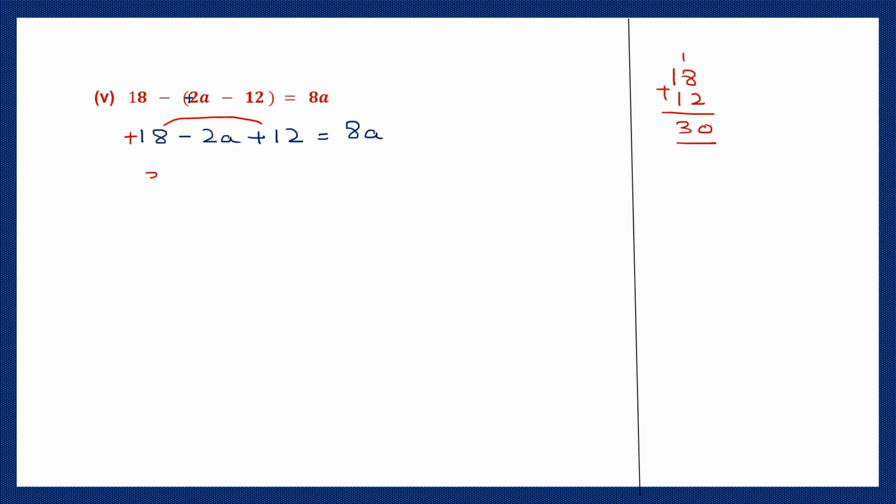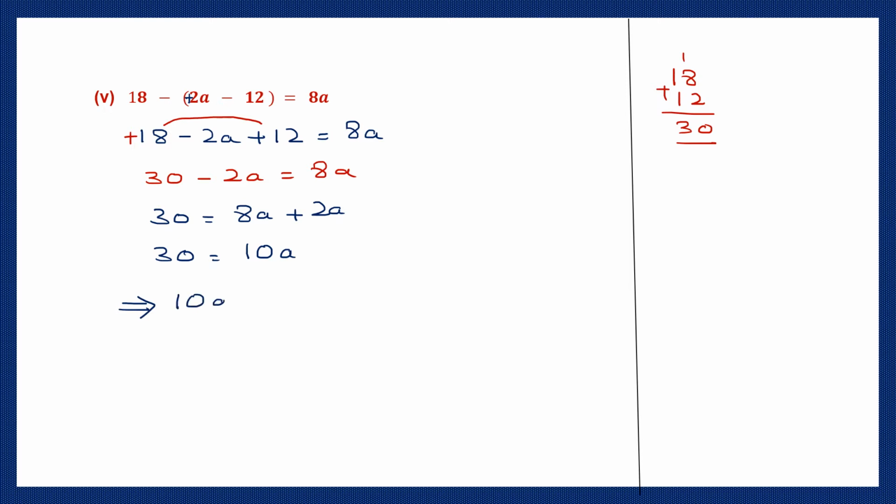So here we have 30 minus 2a is equal to 8a. So 30 is equal to 8a plus 2a. When I transpose 2a to the other side, it becomes plus. So 30 is equal to 8 plus 2 is 10, 10a. Now let's solve for a.